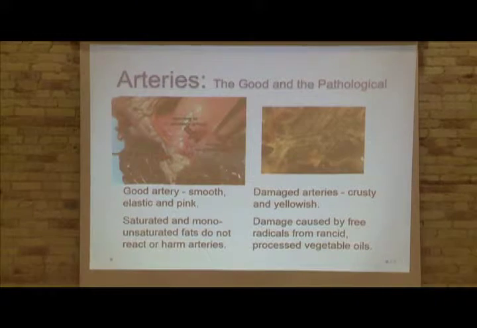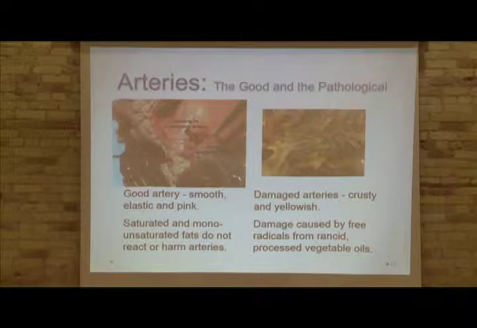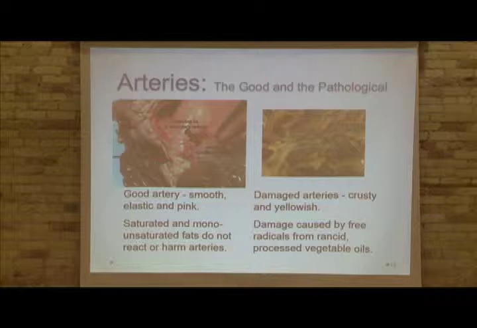And all of our friends out there who've had stents and bypasses, this is what their arteries look like. All those natives that Lisa was talking about, this is what their arteries look like. So you want to look like this, you want to look like this. You eat this or you eat this.